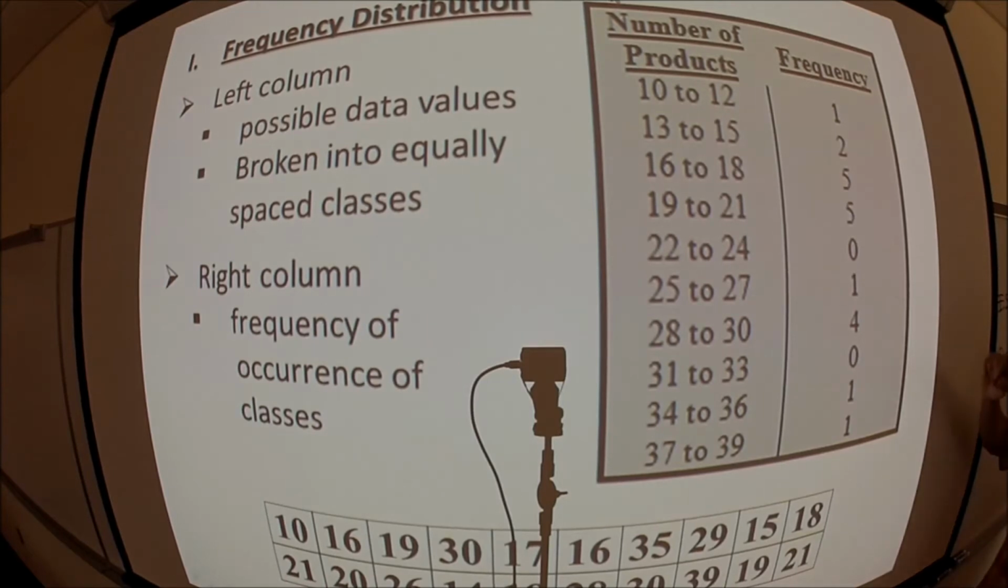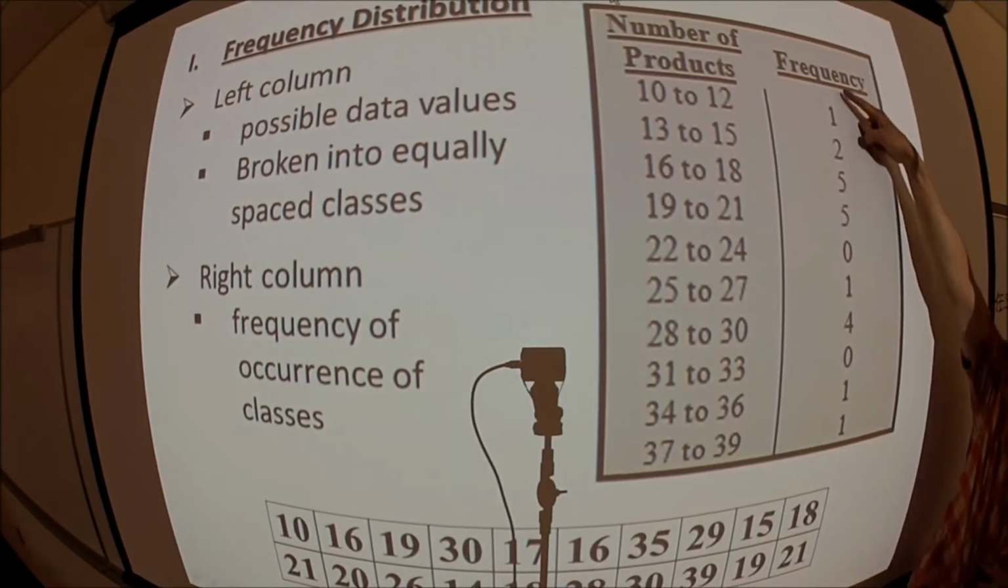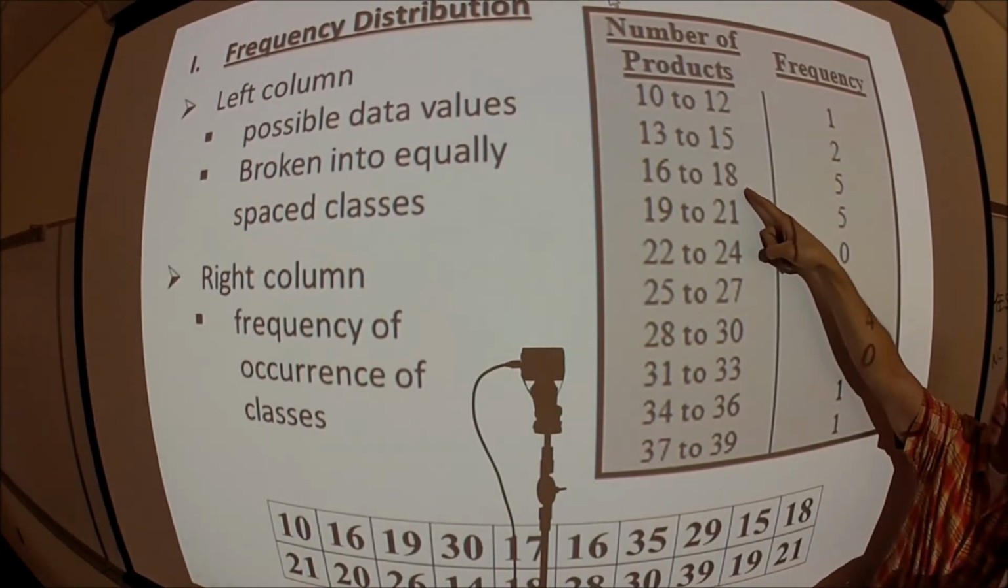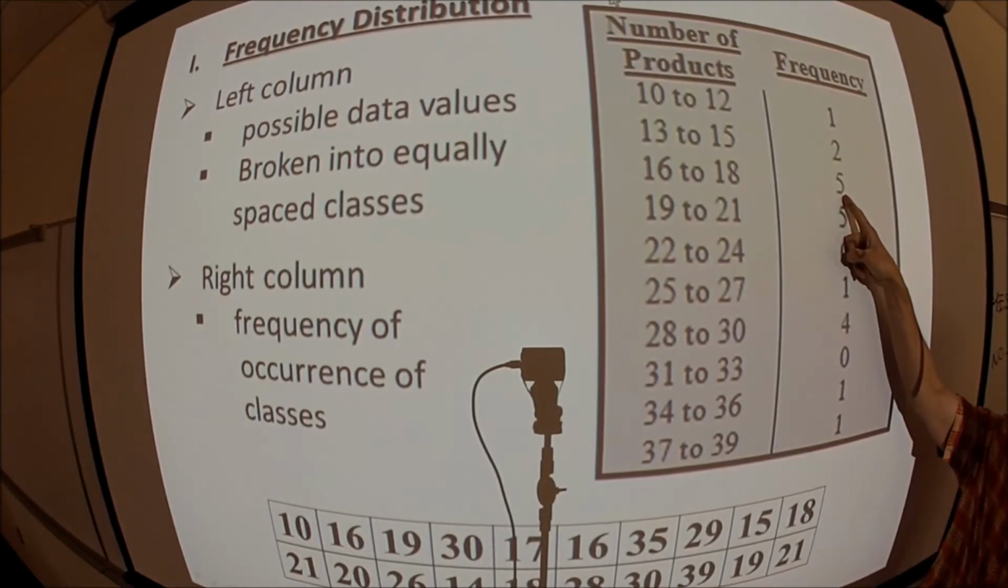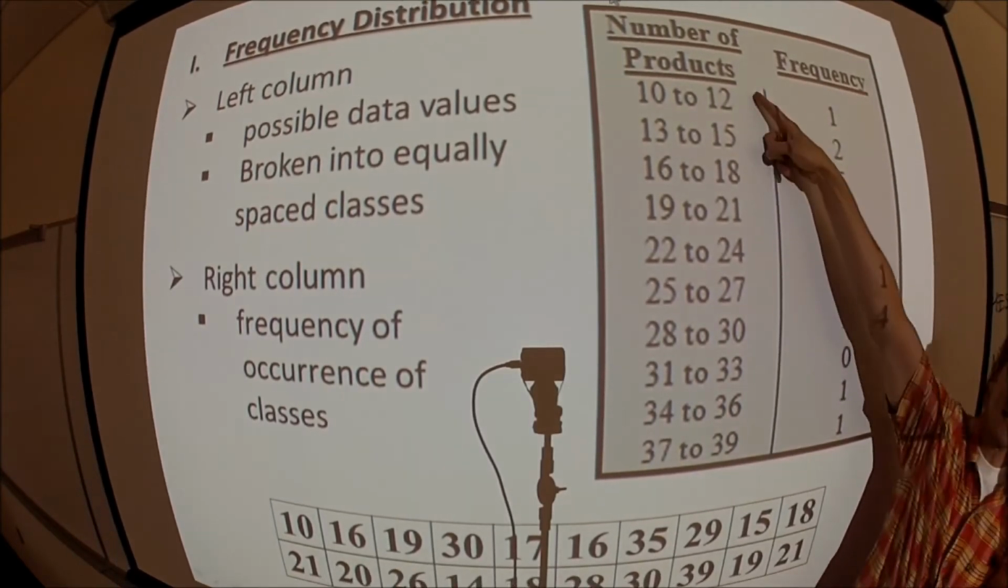So it's more clear. What does, for example, that 5 right there mean? There's a 5 in the frequency count for 16 to 18. Elena, go ahead, my friend. So 5 people actually did the same, 16 to 18, and 5 from 19 to 21. Good. So 5 people made between 16 and 18 products.